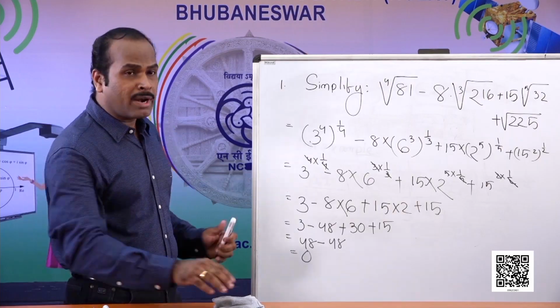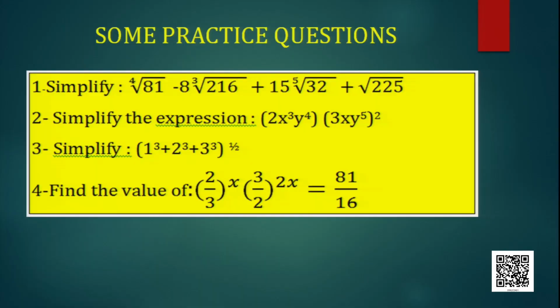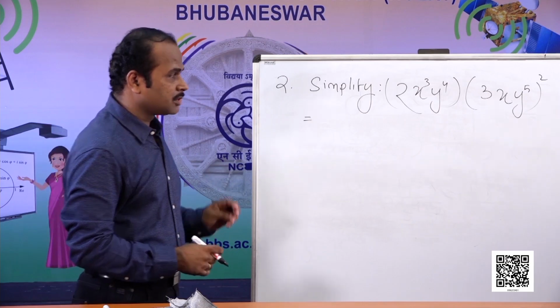Okay, let us go for one more example. If we keep on using this simplification or laws of exponents, let us go for one more example. Simplify 2 into x cube y to the power 4, whole, into 3x y to the power 5, and whole to the power 2. Now how to simplify this expression and convert it into a single term?